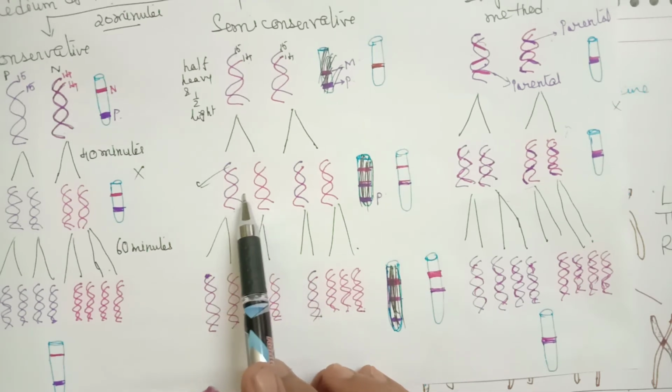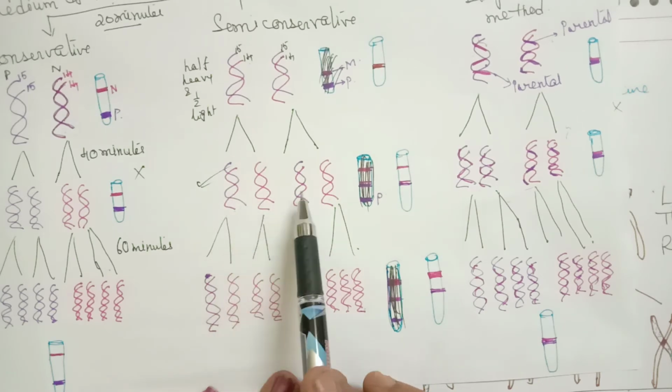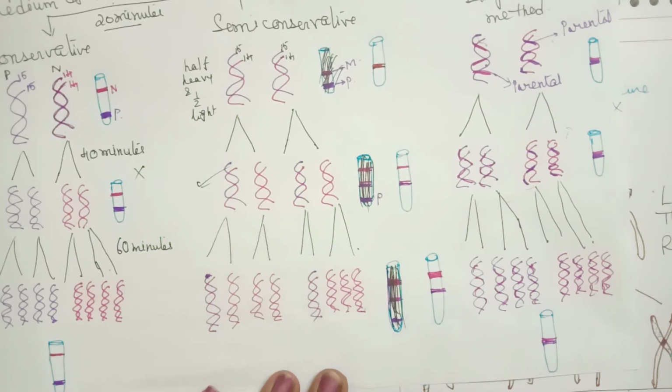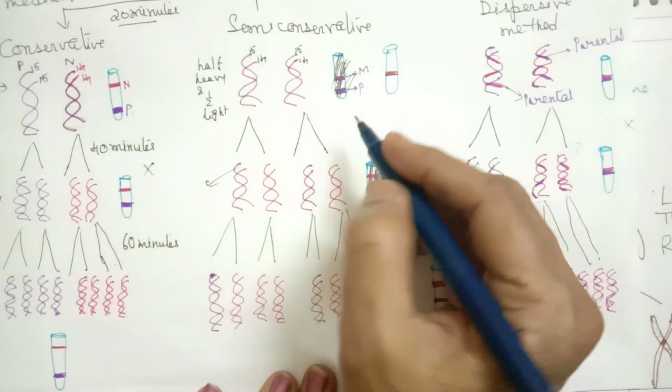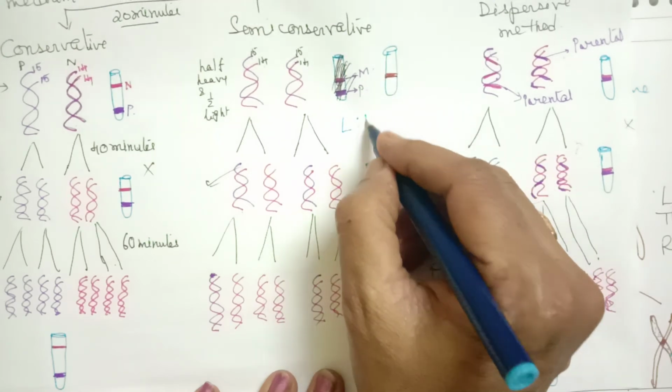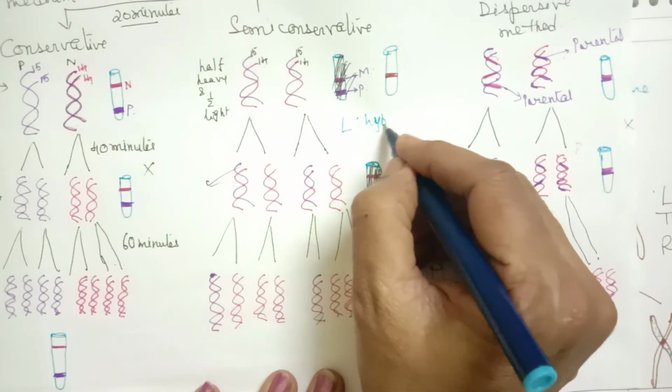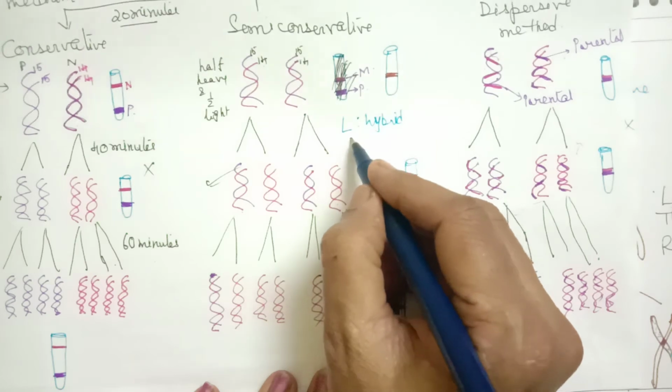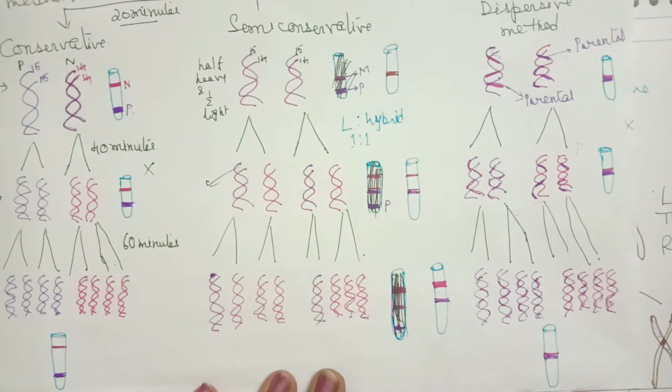Here, the ratio of light to hybrid. How much can we find here? The ratio of light to hybrid. I'll write the ratio here. Later I'm going to give some questions on this. Ratio of light to hybrid: we find 1:1 in the second generation.